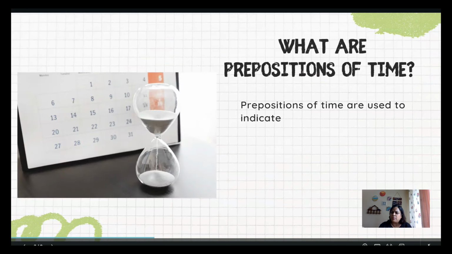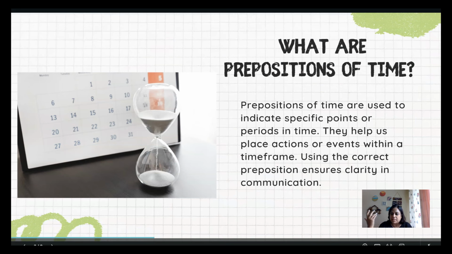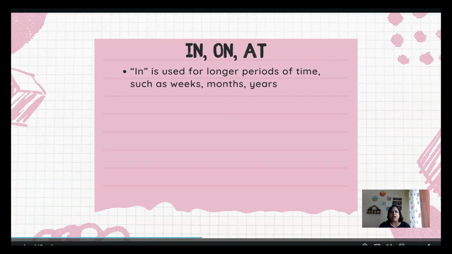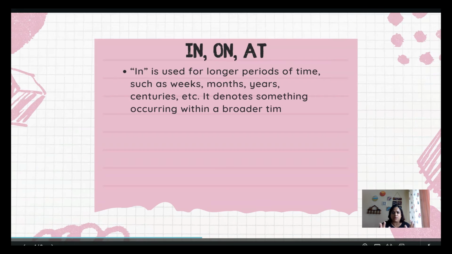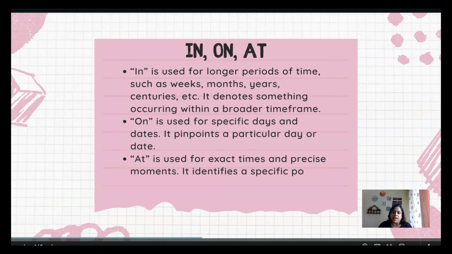Let's see, what are prepositions of time? Prepositions of time are used to indicate specific points or periods in time. They help us place actions or events within a time frame. Using the correct prepositions ensures clarity in communication. So, let's have a broader outlook on all three prepositions: in, on, and at.